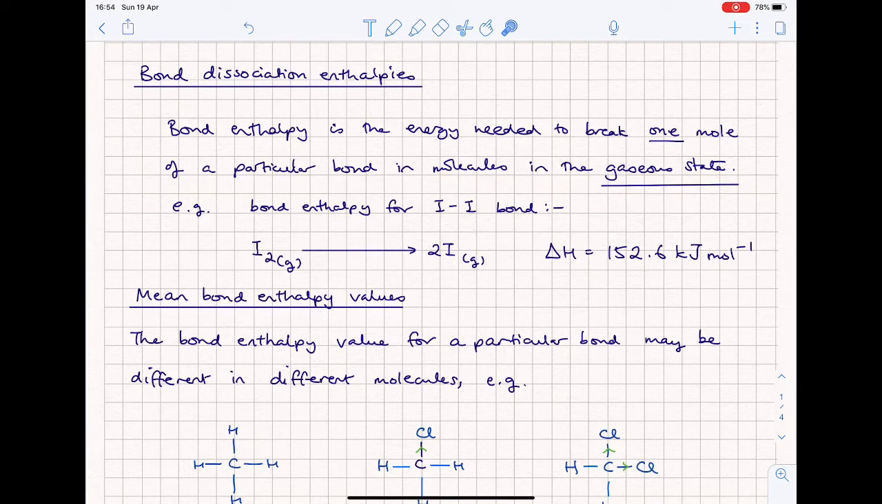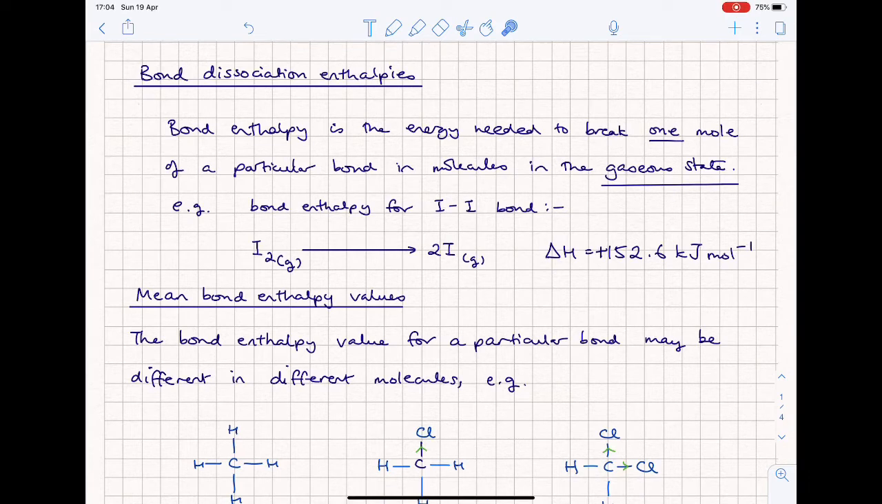Bond dissociation enthalpy is the energy needed to break one mole of a particular bond in molecules in the gaseous state. So for example, a particular bond could be the iodine-iodine bond, and this equation will represent the bond enthalpy for iodine-iodine bond, as we're breaking one mole of iodine-iodine bonds and the species are in the gaseous state. All bond enthalpies are endothermic, so they should have a positive sign. This is because to break the bond, we need to put energy in to overcome the attraction between the electron density between the two nuclei and the nuclei themselves.